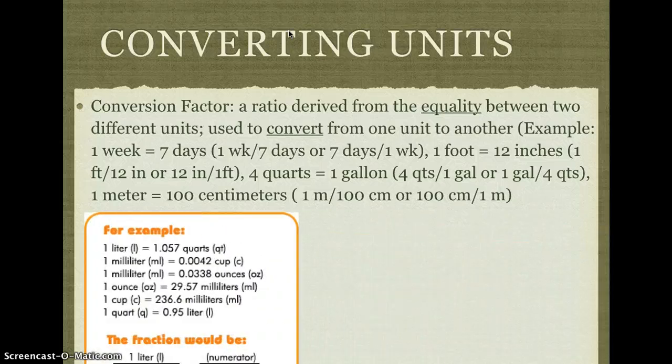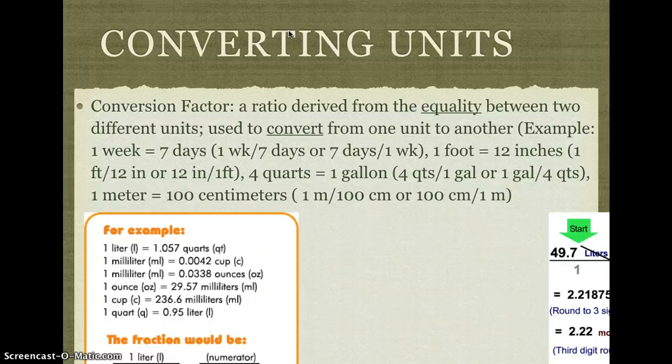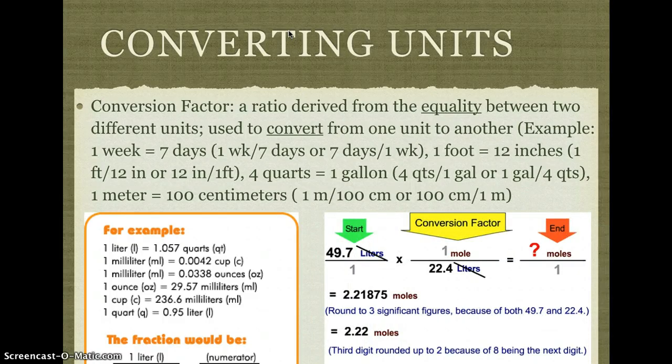And so again, here is a bunch of equalities, and there we see on the bottom that a fraction between liters and quarts could be given as that. So anytime we know an equality, we can use that as a conversion factor. I'm going to say that one more time. Anytime we know an equality, we can use it as a conversion factor. And so here's a little example.